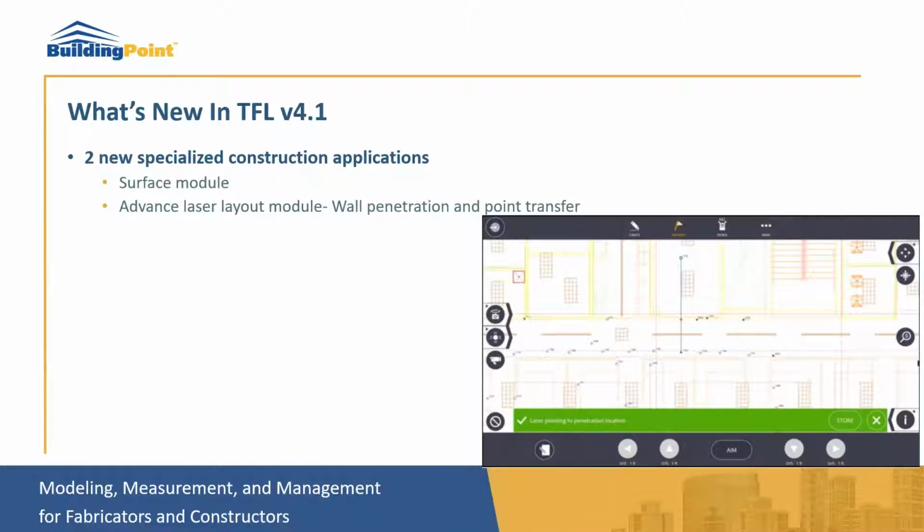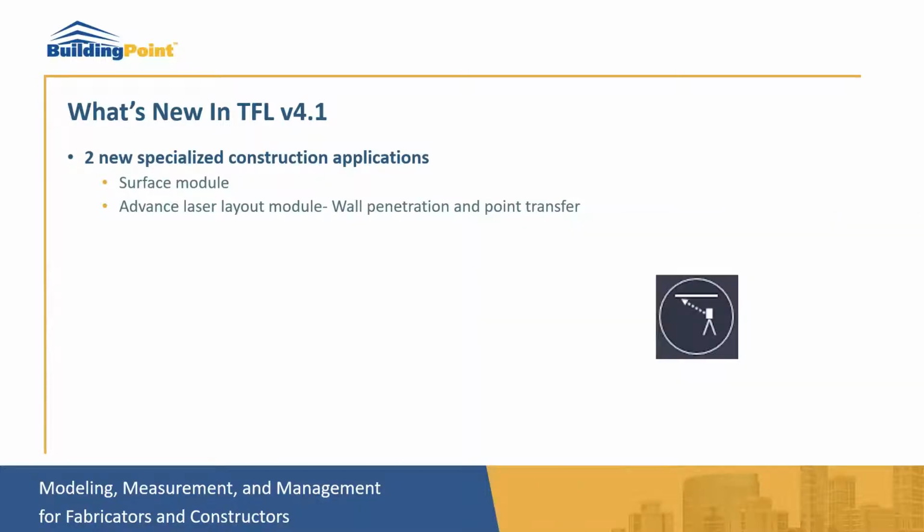We can also bring in some offsets, so if we want that indication to be offset to the left or to the right or the bottom or top, this can also be configured in the wall penetration application. The point transfer is another very cool function that is used when working inside buildings. This is the capability of switching your points to be laid out either on the floor or the ceiling.